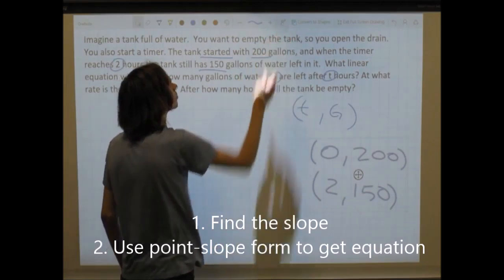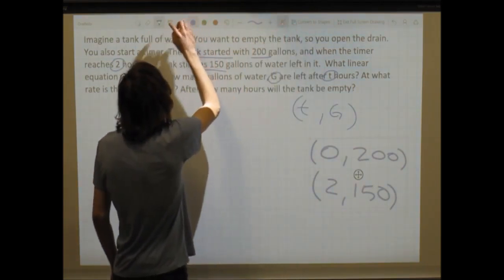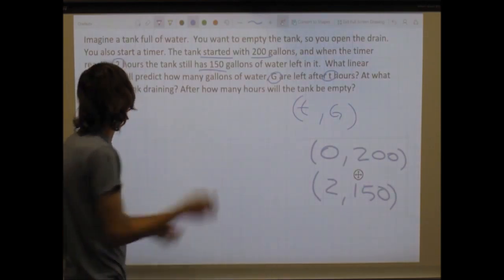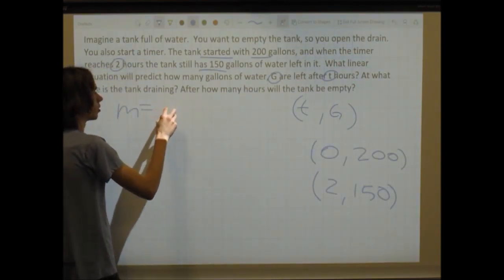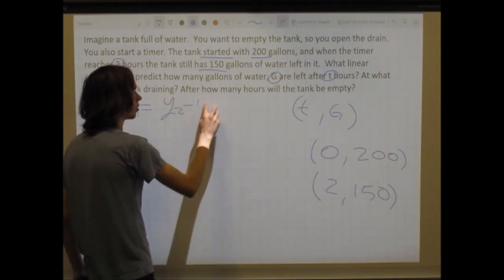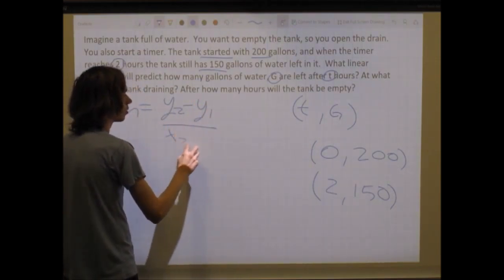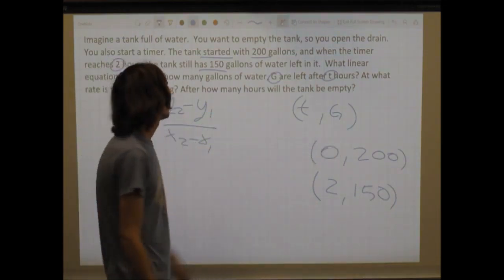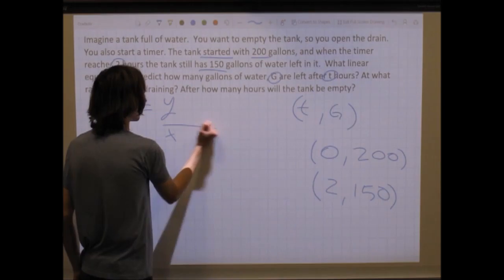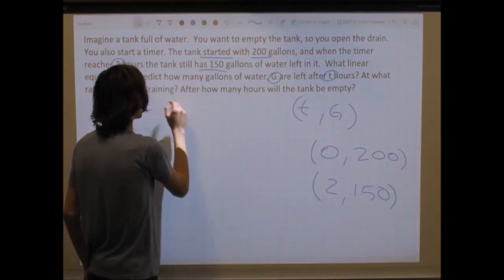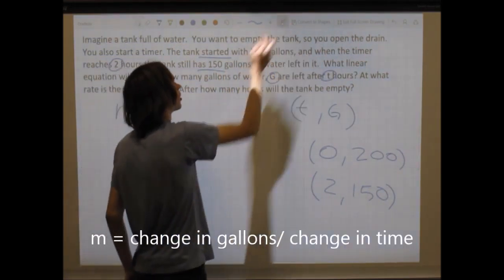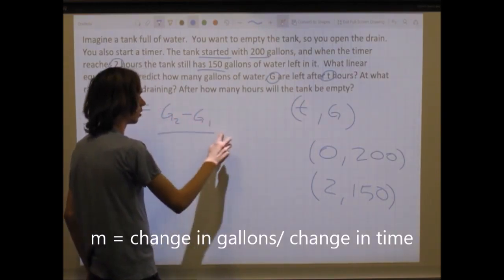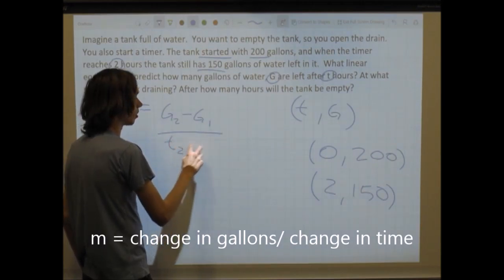And then, let's go ahead and continue. So we're going to use our slope formula first, right? So that's m equals y2 minus y1 over x2 minus x1. Except since we're dealing with t's and g's, why don't we just rewrite this as g2 minus g1 over t2 minus t1, right?